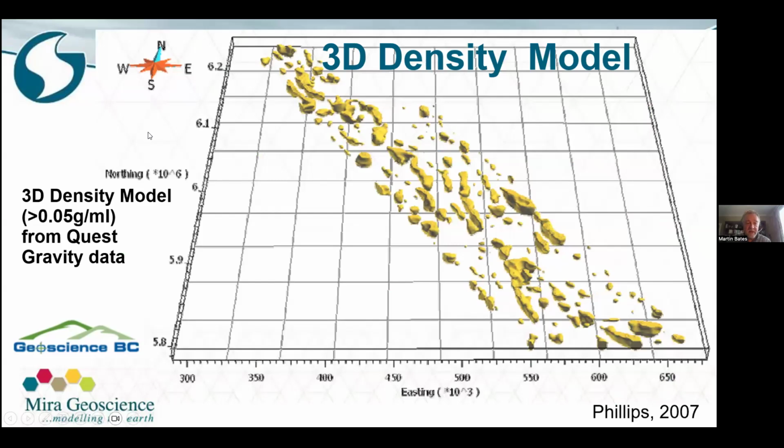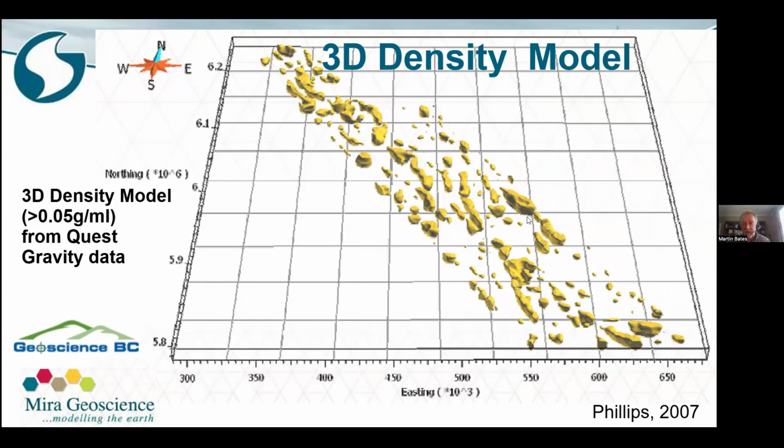And this is the 3D density model that was done by Mira Geoscience, a consultancy in BC that took our data that we collected for Geoscience BC. They're looking at anything that's higher density, basically an anomaly. This isn't the actual density, but the extra additional density beyond what's expected in the area.